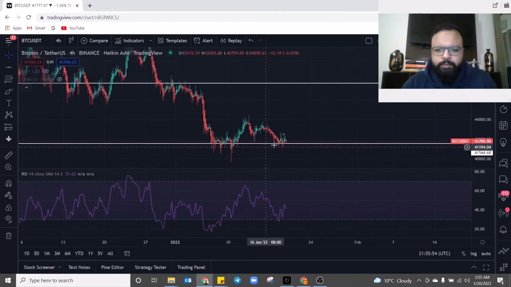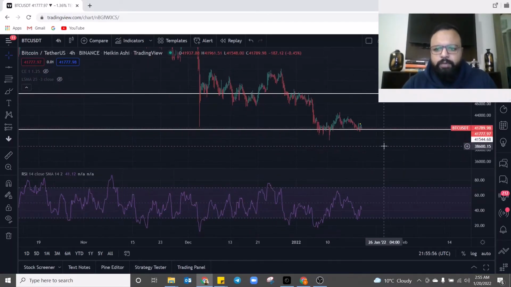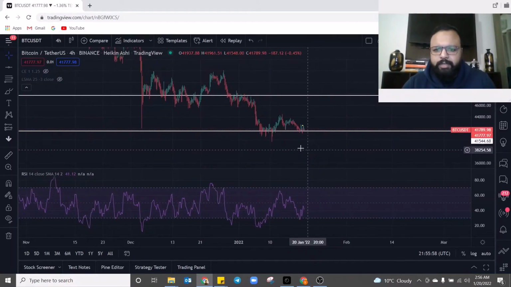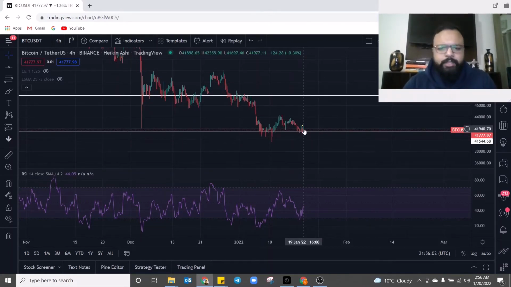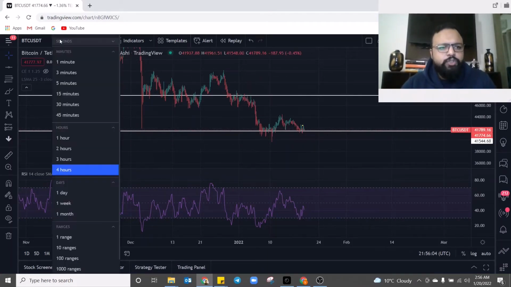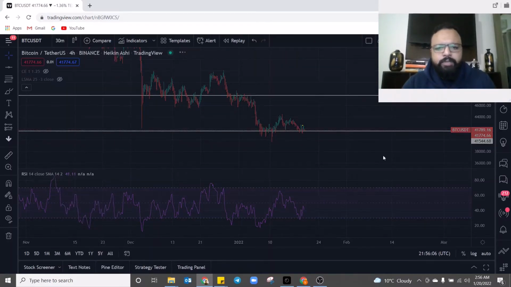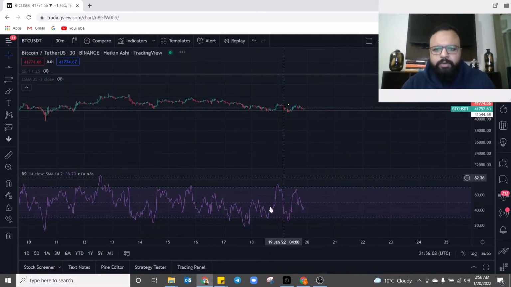So as you can see, we're trading near here. One of the key significant levels of support is 41,700. We're already trading there. Let's just zoom into our chart into a 30 minutes time frame, and let's see how close we are to our support.